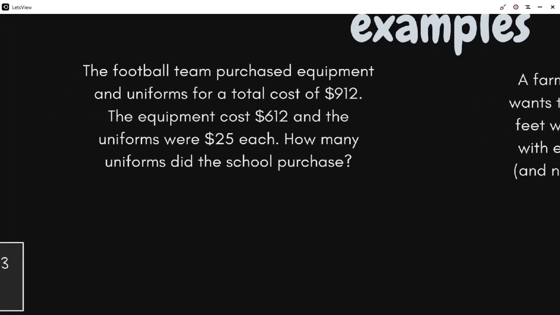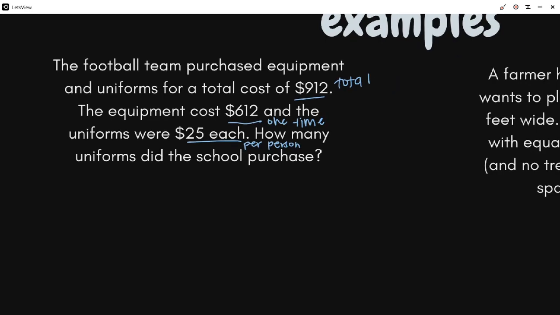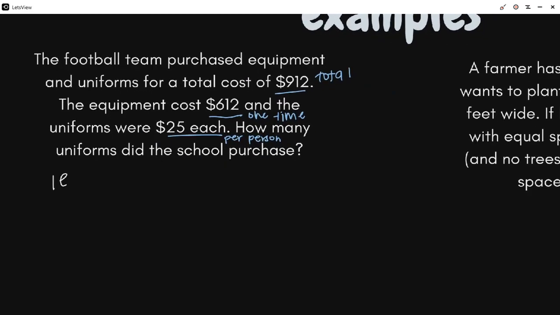The football team purchased equipment and uniforms for a total cost of $912. So this is our total. The equipment cost $612 and the uniforms were $25 each. So this is a one-time fee and this is per person. So how many uniforms did the school purchase? So we're going to let x equal the number of uniforms bought.